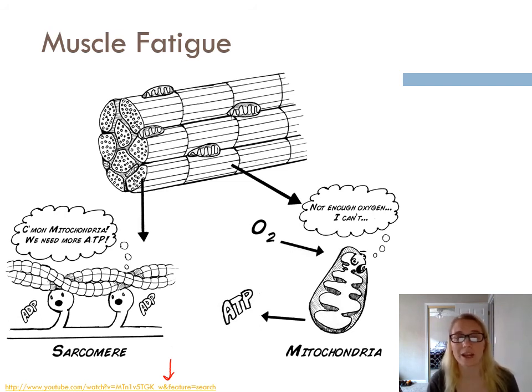You've used up all your ATP from glycolysis and creatine phosphate. So the sarcomere is like, hey, we need more ATP. We can't do muscle contraction. And the mitochondria is like, I don't have enough of those raw materials or oxygen to make enough ATP. So then your muscles just don't contract. And that's true muscle fatigue.